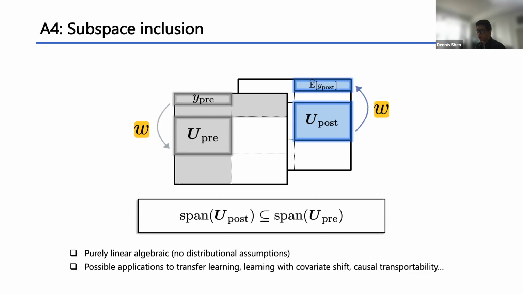And so without going into too much detail, I just finish by remarking that this condition may also have potential implications towards transfer learning, learning with covariate shift, and causal transportability, all of which models are learned under one domain and then transferred to another.